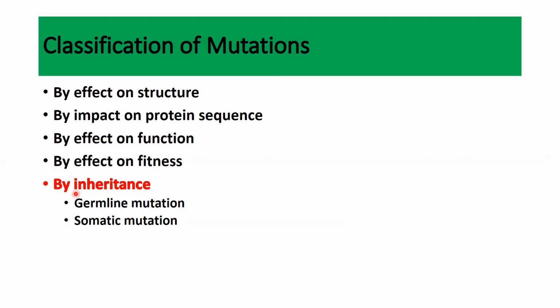So the last one is by inheritance. Mutations could be in the germline cells, and those mutations are inherited from one generation to another generation. There are mutations in somatic cells. So somatic cell mutations can be retained and multiplied in that organism, but cannot be inherited by its offspring.